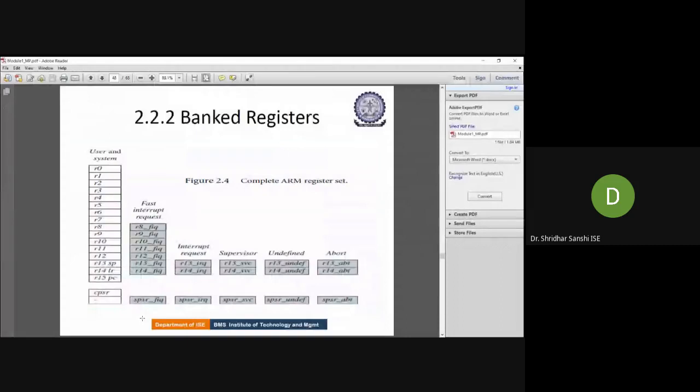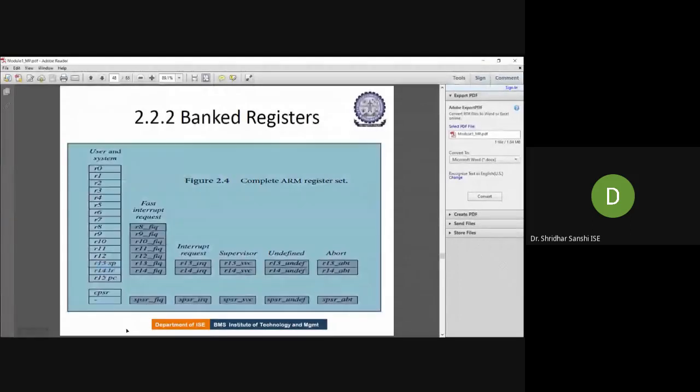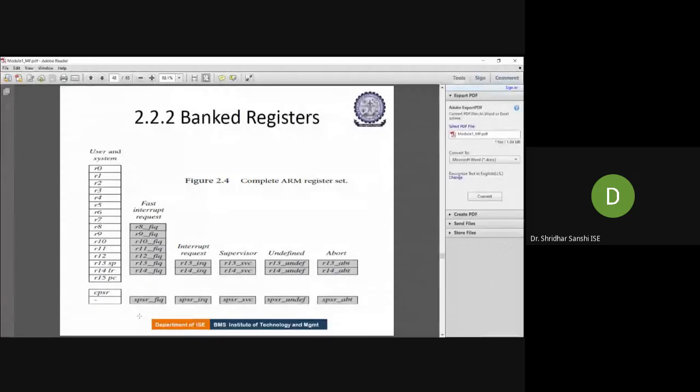So whatever register contents we have in the user mode, R13 (SP) and R14, these contents will be banked. Banked in the sense they will be stored somewhere. These will be stored and the content will be replaced with these registers. And in this particular mode, it will check what that undefined error or something is.